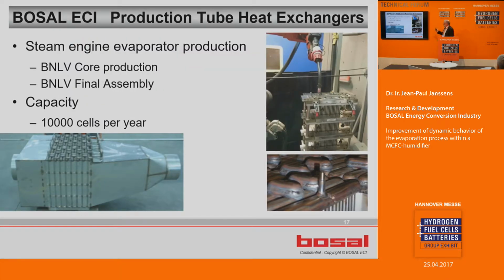We also have a production facility in the Netherlands where we can make those cores and build them together, for instance, up to this type of unit. This is a 1 megawatt unit. So you see it is rather compact for 1 megawatt, so it's 1 meter by 1 meter, or even less.